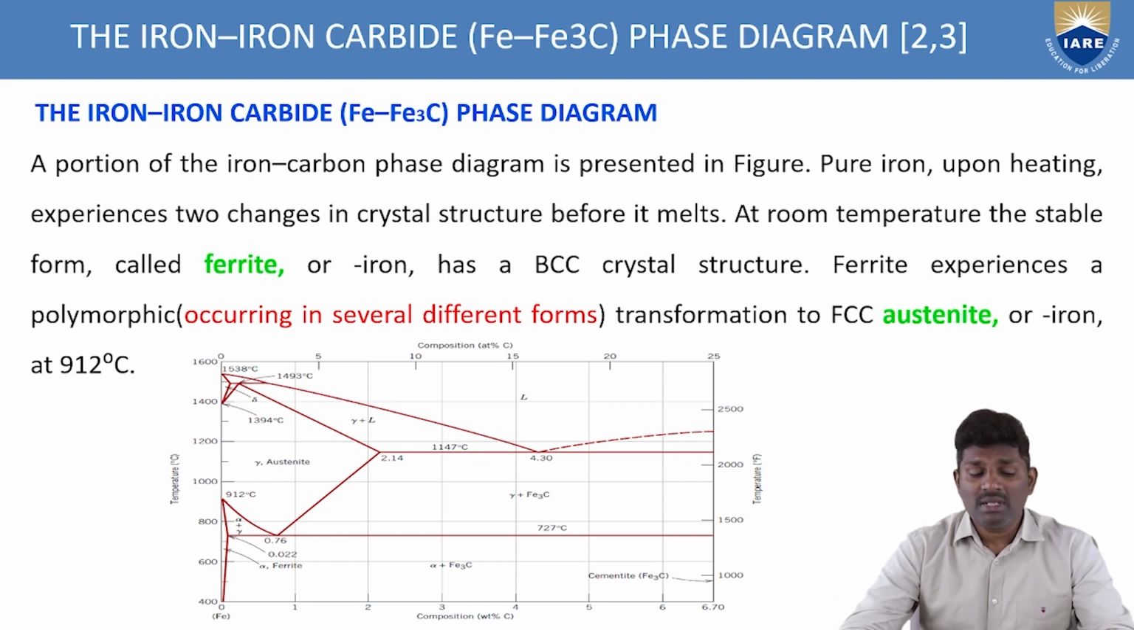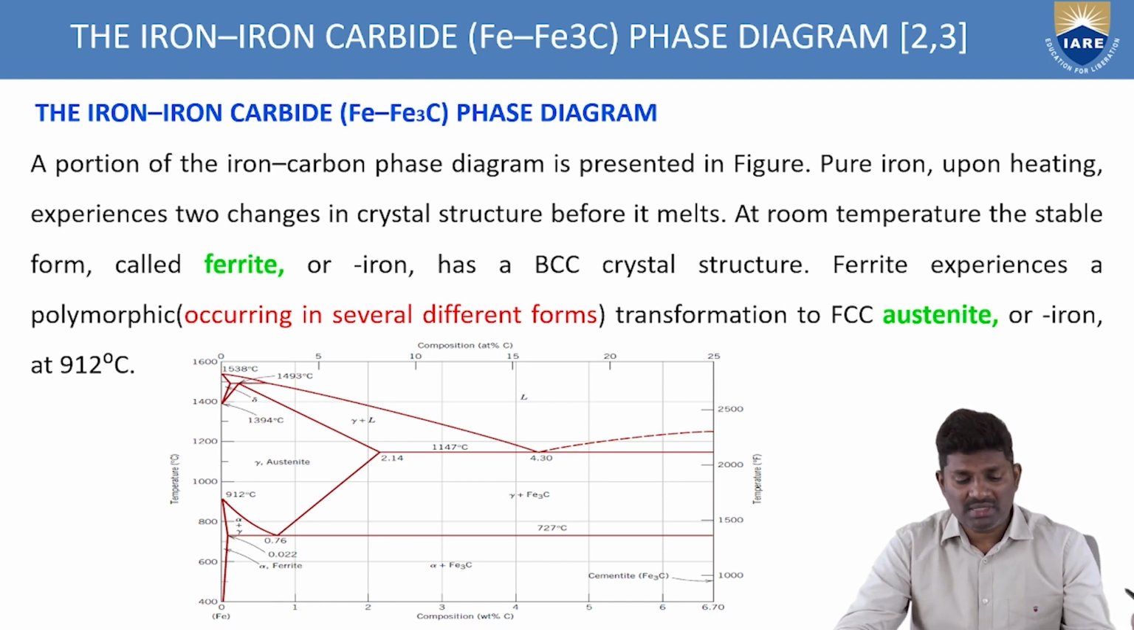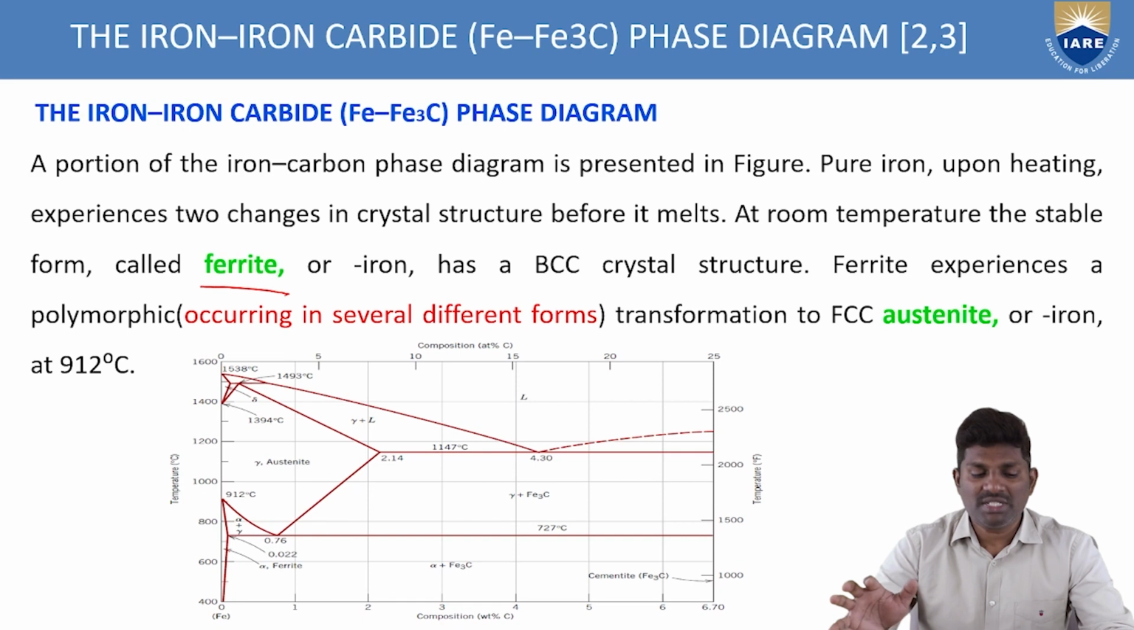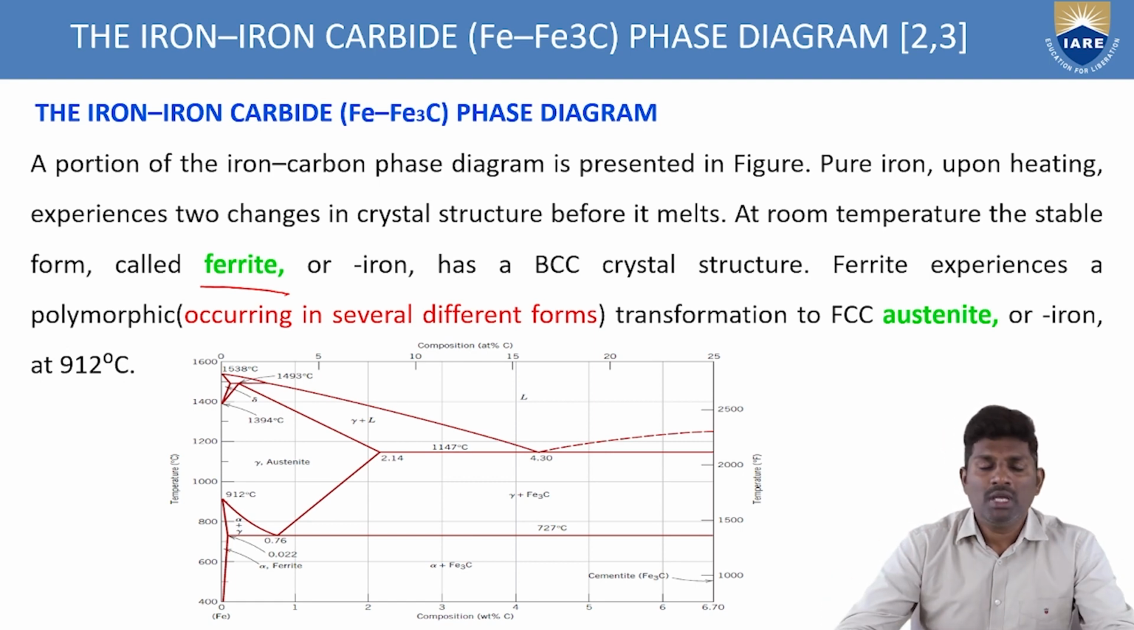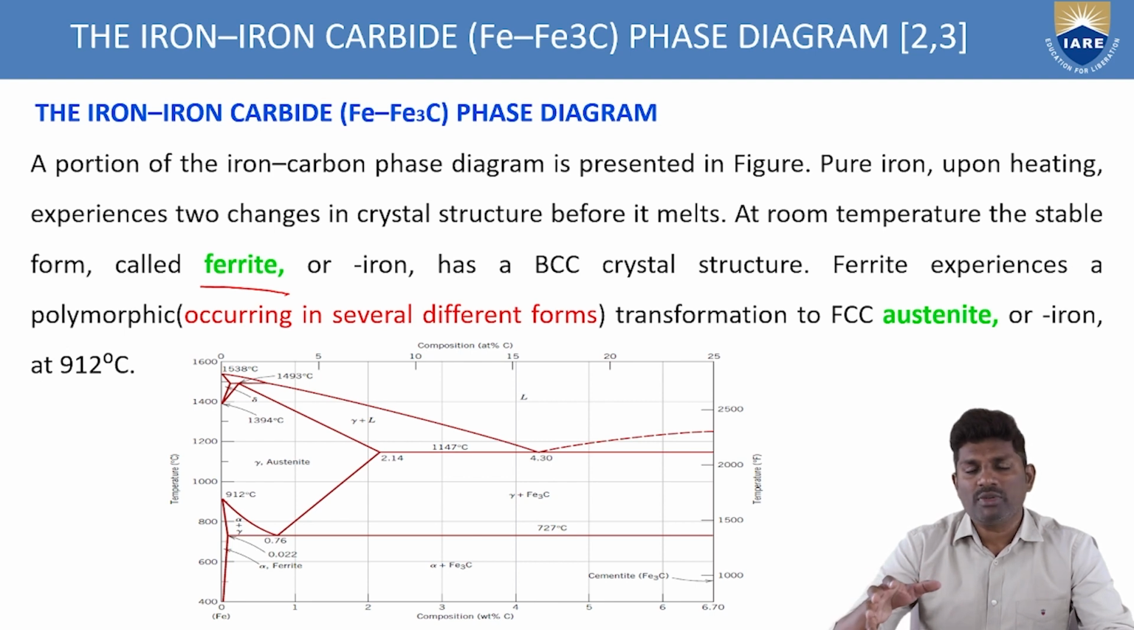At room temperature, the stable form of pure iron will be in a ferrite form. If you see this line, pure iron at room temperature, at stable conditions, is in the form of ferrite, which has a BCC type of crystal structure. Body centered cubic crystal structure is what pure iron has at normal temperature, that is, at room temperature. This is called ferrite. It has its own body centered cubic structure, and that form is called ferrite.